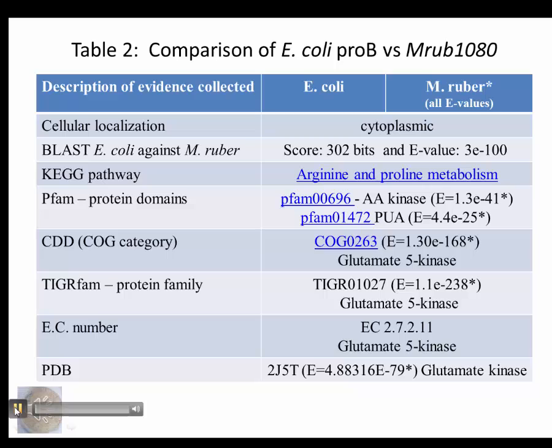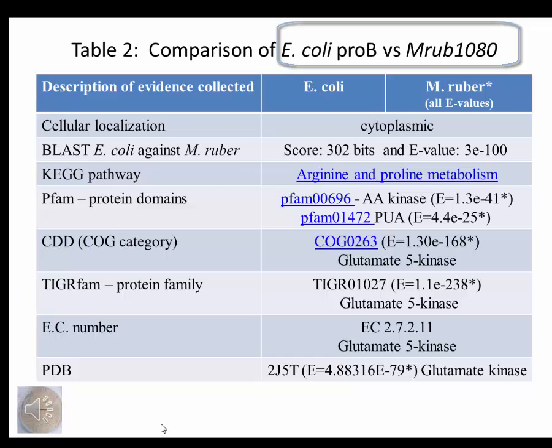Table 2 is very similar to Table 1 in that it's a comparison of E. coli, but this time to Mrub 1080, which I'm predicting is our proB gene, the reaction being from glutamate to glutamyl phosphate. And the enzyme that is produced from proB is glutamate kinase.